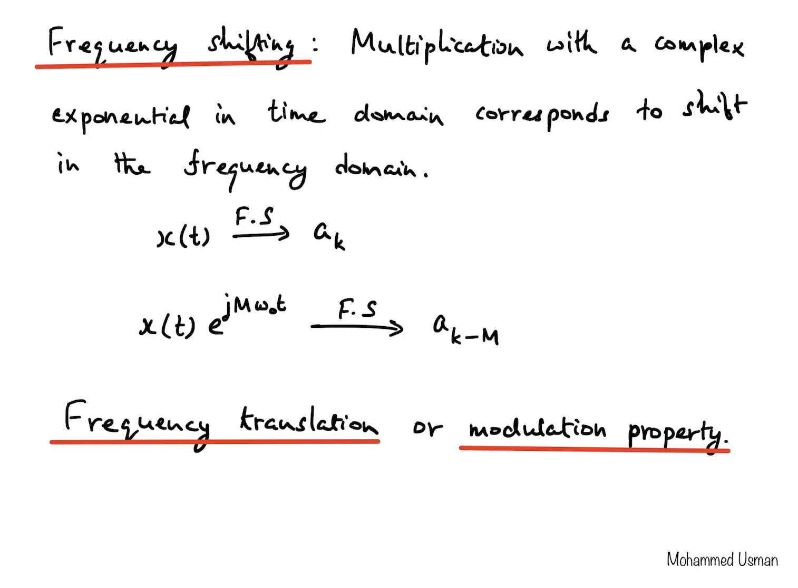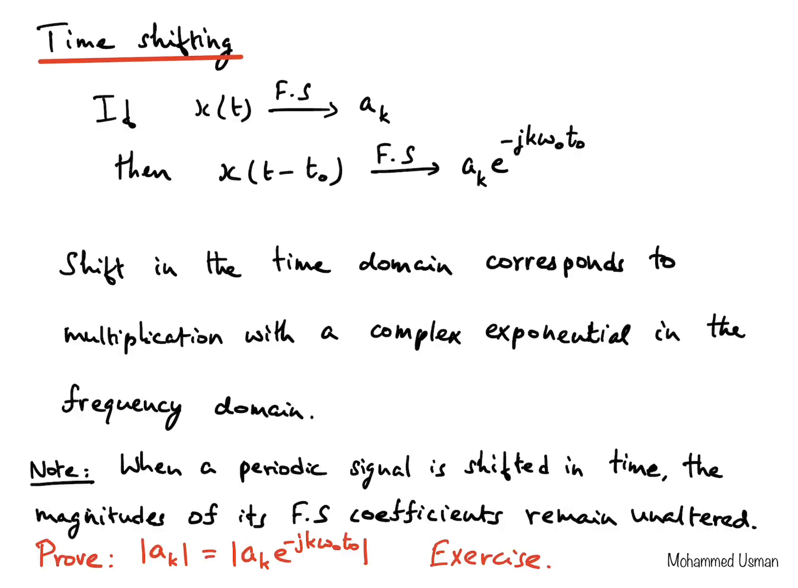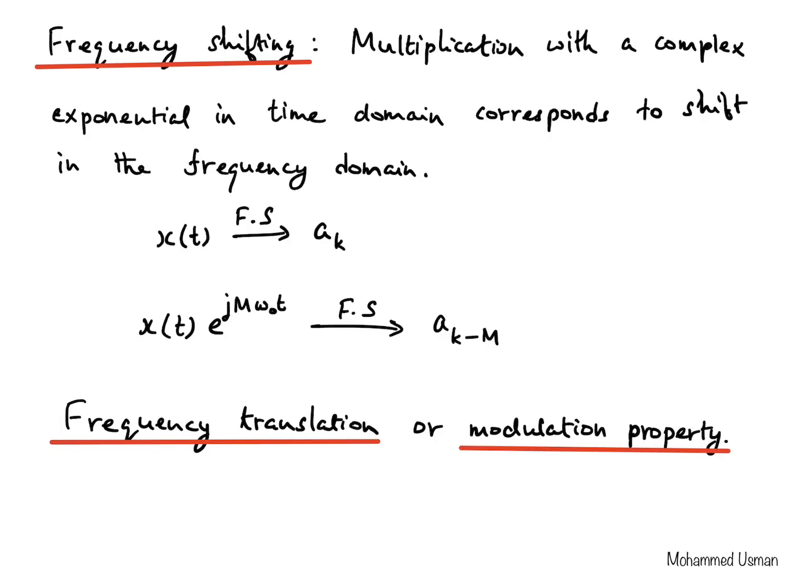So this is called the frequency shifting property. That means multiplying a signal with a complex exponential in the time domain produces a shift in the frequency domain. So it is like the converse or dual of the time shift property. Shift in the time domain is equivalent to multiplying with a complex exponential in the frequency domain. Correspondingly, multiplying in the time domain with a complex exponential corresponds to a shift in the frequency domain.